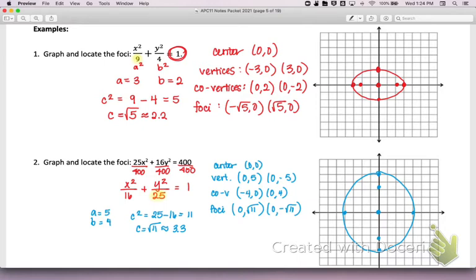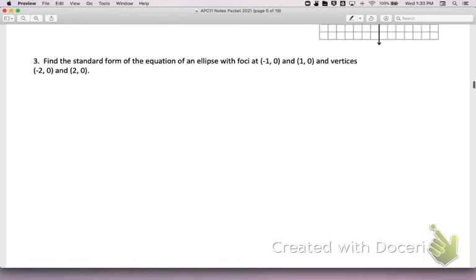Okay, let's look then at how we could work a little bit backwards. So it says, find the standard form of the equation of an ellipse with foci at negative 1, 0 and 1, 0, and vertices at negative 2, 0 and positive 2, 0. Okay, so first thing is look at what we've got. We have y values of 0 for the foci and the vertices. That means that they're along the x-axis, which means this is going to be a horizontal ellipse, okay, because of where those ordered pairs are.